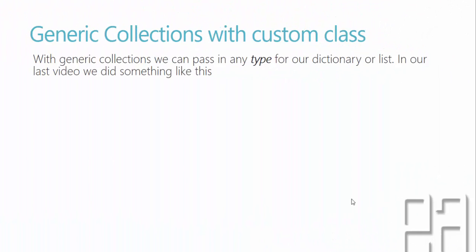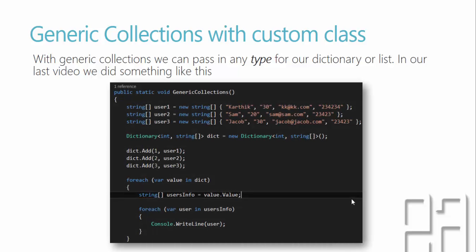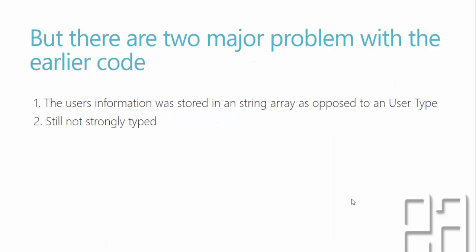With generic collections, we can pass in any type for our dictionary or list that we have. In our last video, we did something like this. We created a method in which we pass a string array for the dictionary, and the dictionary has a key which stores the 1, 2, or 3 for the information of the user. But this has two problems.